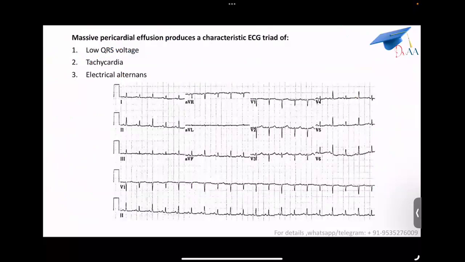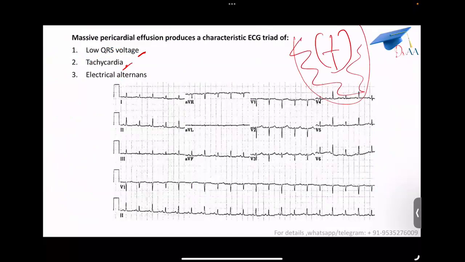ECG findings are there. A few classical ECG findings are there. Tachycardia and low voltage are obviously seen. Low voltage is mainly because, if this is a heart, there is a large amount of fluid around it. This fluid will interfere with the electrical activity which is coming to the chest leads, over the chest or over the limbs. So the electrical activity is hampered by the fluid.